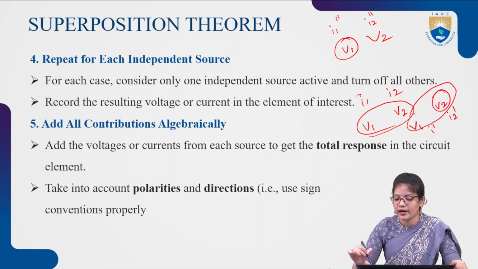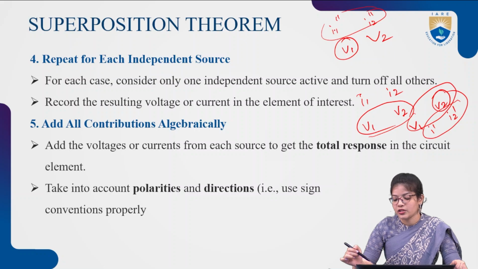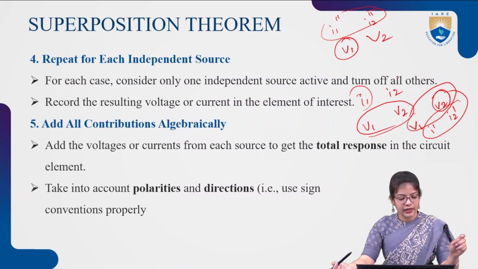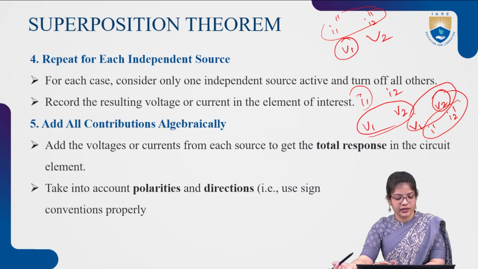We add I1 dash and I1 double dash so that it equals the value of I1, and we add I2 dash and I2 double dash so that it equals I2. Take into account polarities and directions. Use sign convention properly. Before calculating, we have to denote the signs of polarity and indicate the polarities in the circuit.